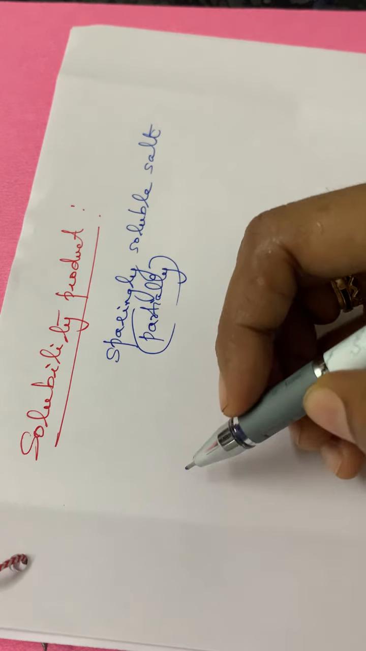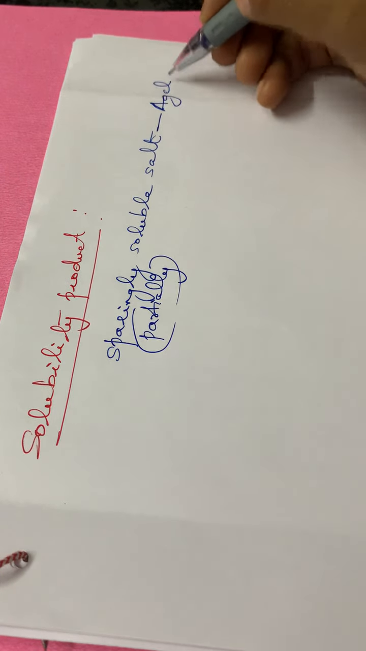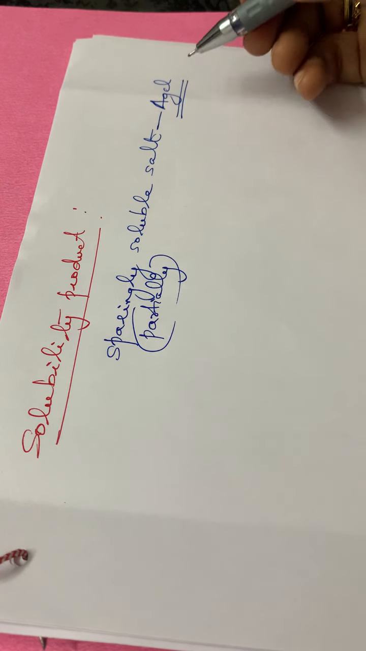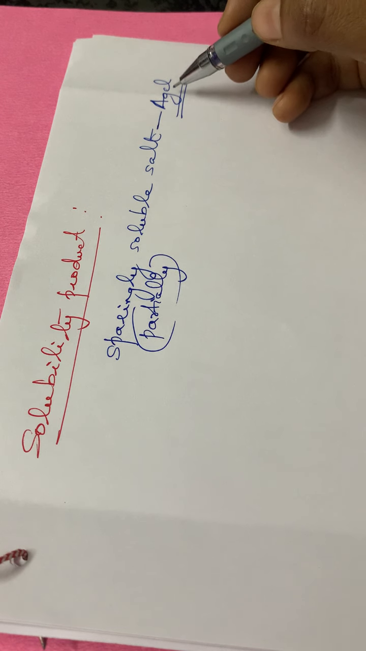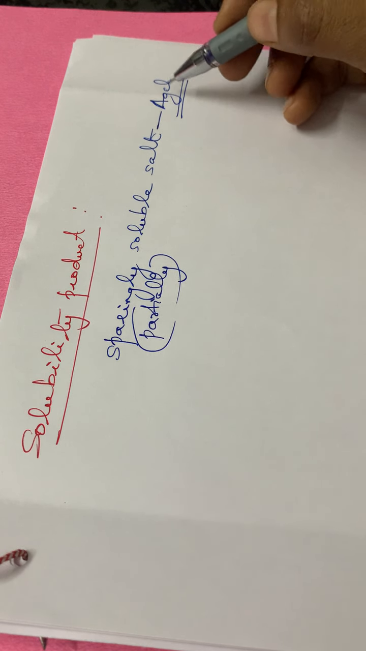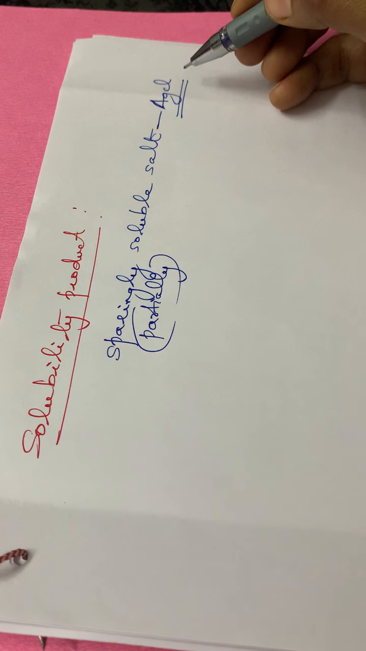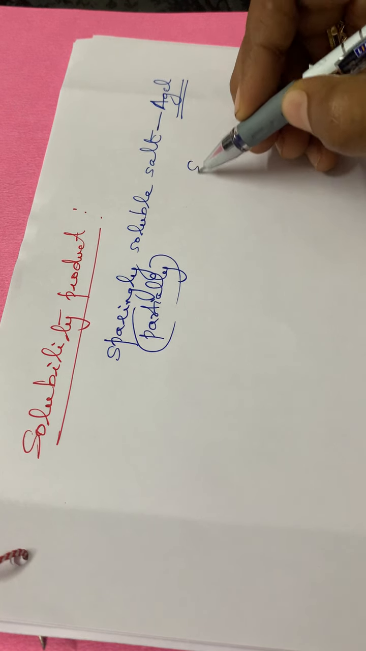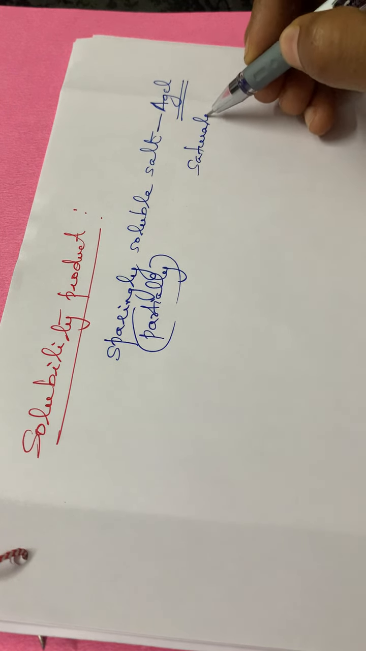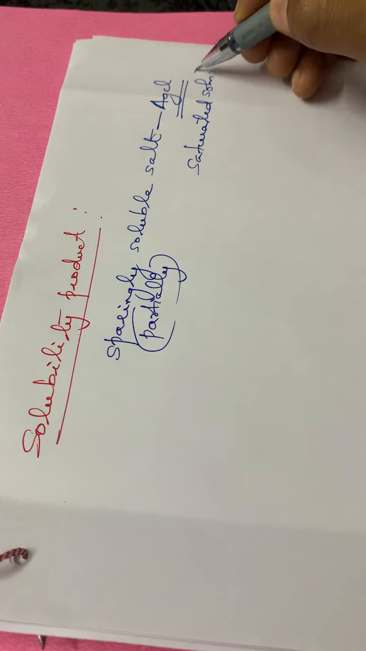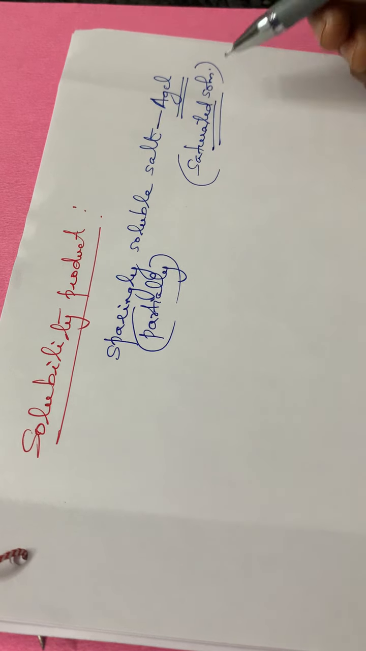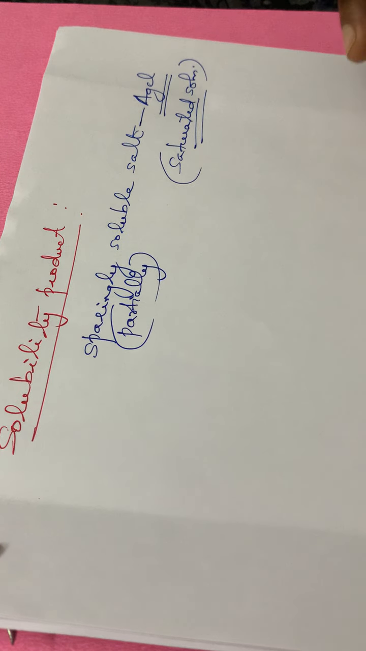So an example for a sparingly soluble salt is AgCl, silver chloride. Okay, so while dissolved in water, this AgCl, what happens? Only a very small portion will be dissolving. The other portion will remain undissolved. Okay, that means we will be having almost a saturated solution. Okay, it will not be dissolving so fast. So at a particular temperature, it can be considered as a saturated solution.